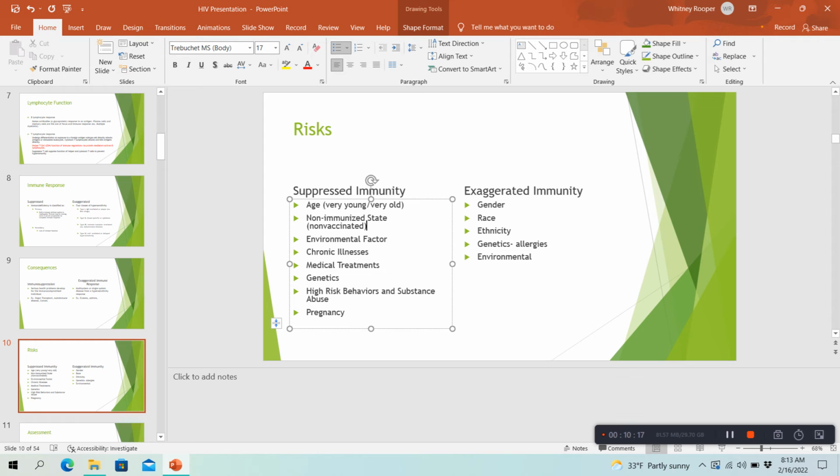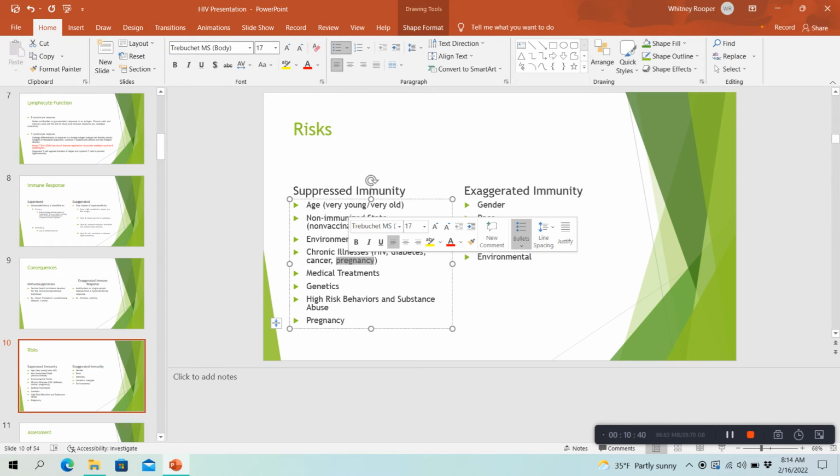Chronic illnesses: HIV, diabetes, cancer. Pregnancy, does that suppress your immunity? Yes, it does. That's why everybody gets sick during their pregnancy. High-risk behaviors. Genetics can play, but I see more genetics in the exaggerated immune response. So genetics, exaggerated immunity. Is there a certain race that has this?